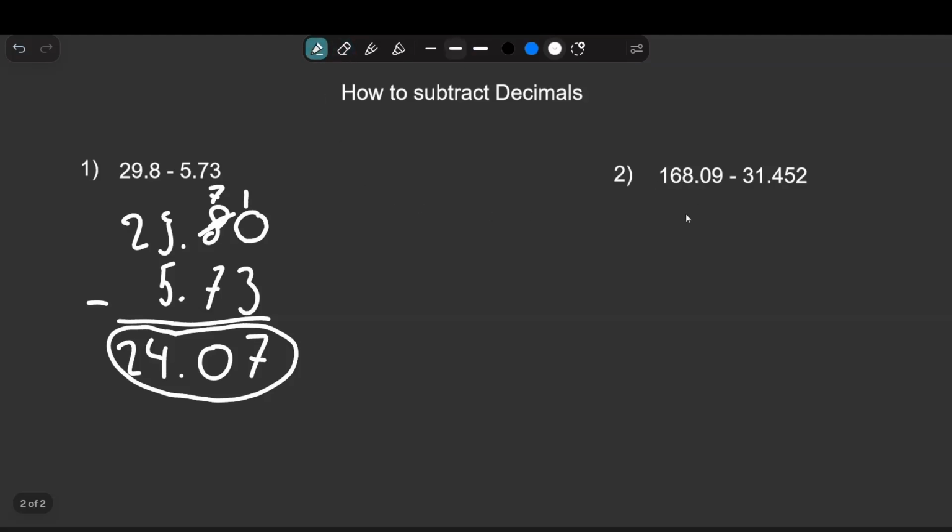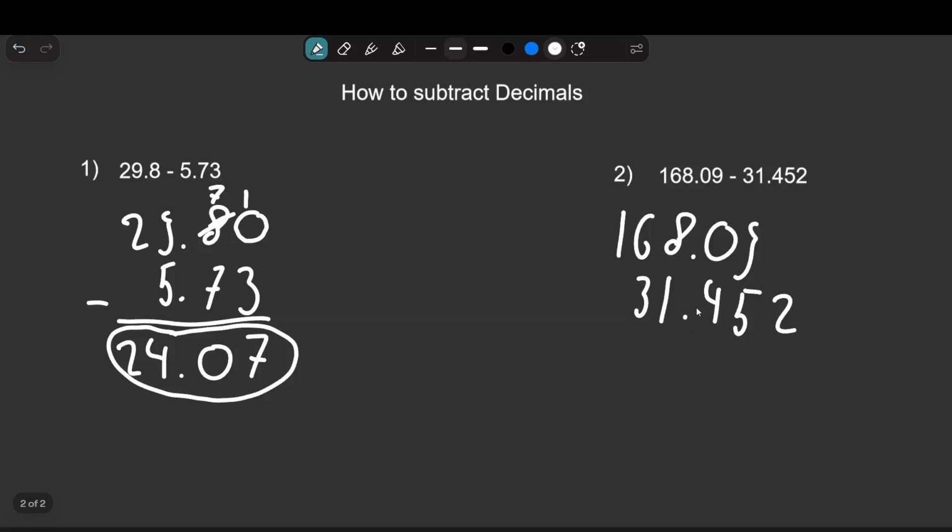Alright, let's jump straight into the second example. 168.09 minus 31.452. Just like the first one, we line them up below each other. 168.09 and 31.452. As you can see, they're lined up properly because the decimals are right below each other. But like the first one, this one goes further to the right than this one. So we again put a placeholder 0 right here.